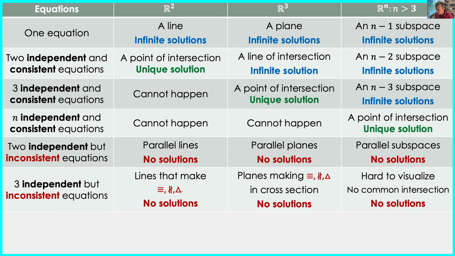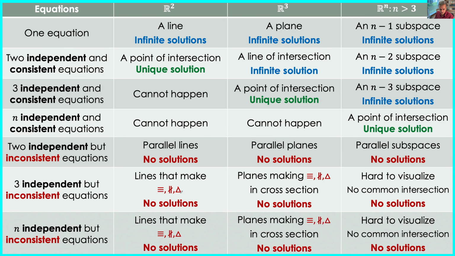In R3, the situation is similar. In the cross section, you might have something like a triangular tube. So one plane, one equation, another plane, another equation, third plane, another equation. This is going to make something like a prism, and any cross section of that will be a triangle. Or you could have three parallel planes or two planes with one cutting across, but no common points and no solutions. In Rn, of course, it's much harder to visualize, but no common intersection, no solutions.